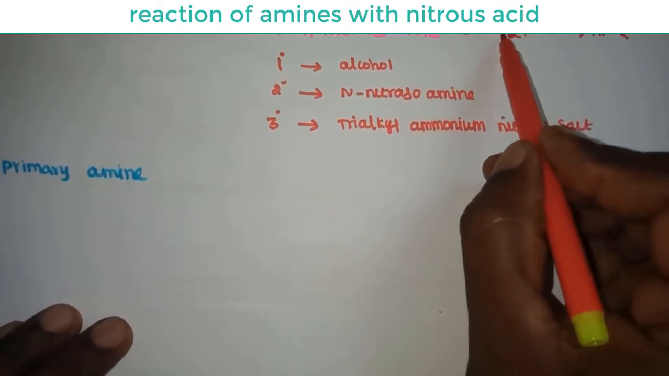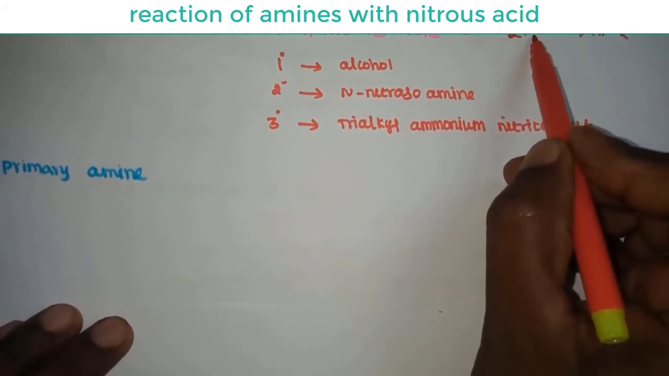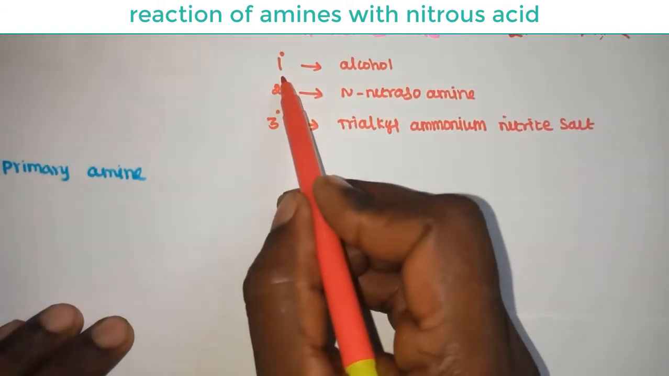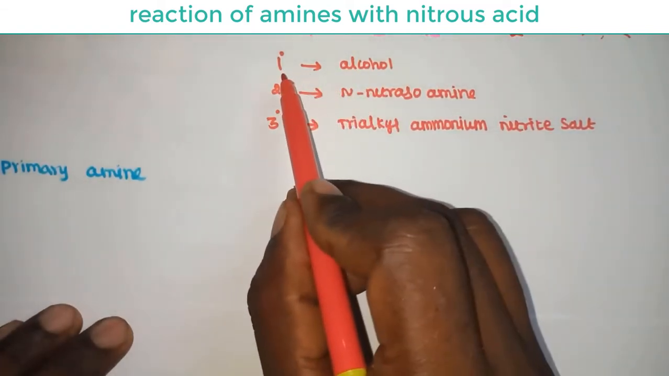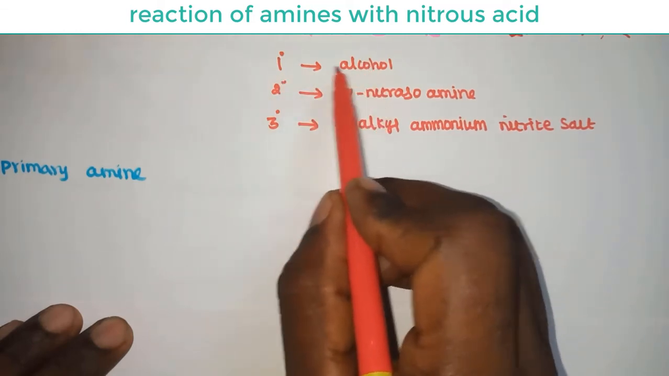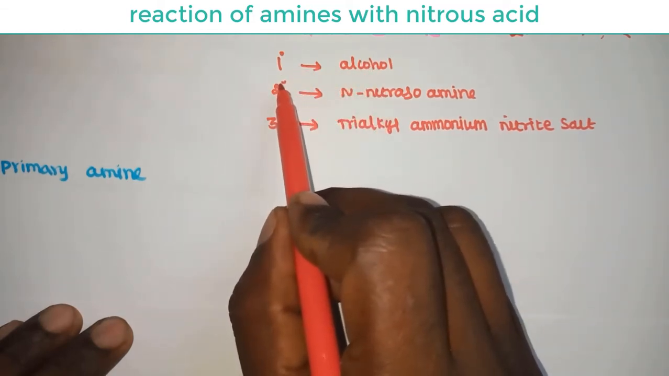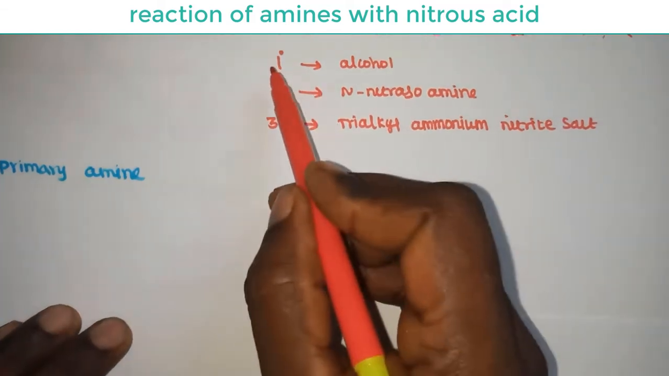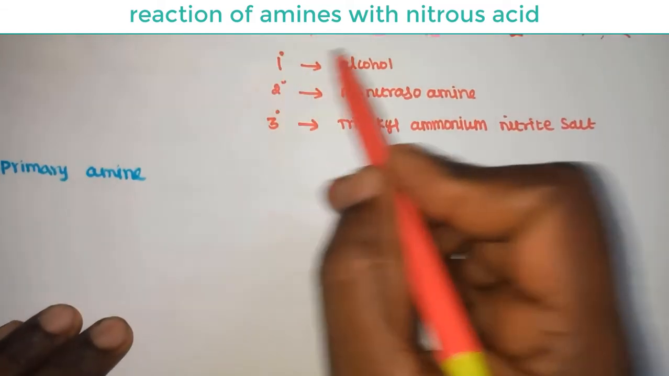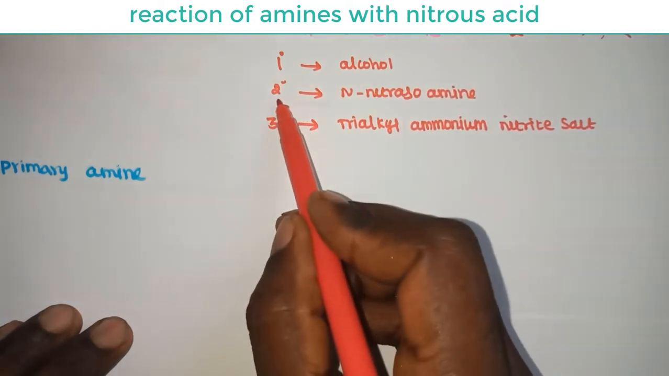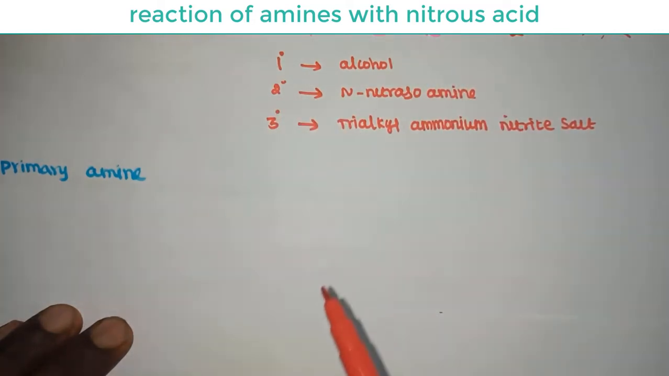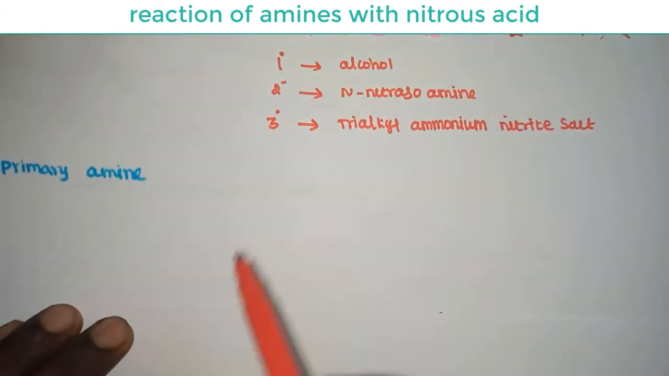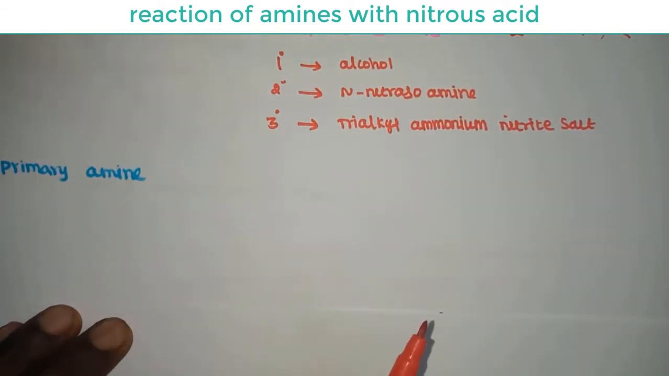A mixture of sodium nitrite and concentrated hydrochloric acid reacts to form nitrous acid. Primary amines react with nitrous acid to form alcohols. Aromatic primary amines react with nitrous acid to form benzene diazonium chloride. Aliphatic primary amines react with nitrous acid to form alcohols. Secondary amines react with nitrous acid to form N-nitrosamines. Tertiary amines react with nitrous acid to form trialkyl ammonium nitrite salts.